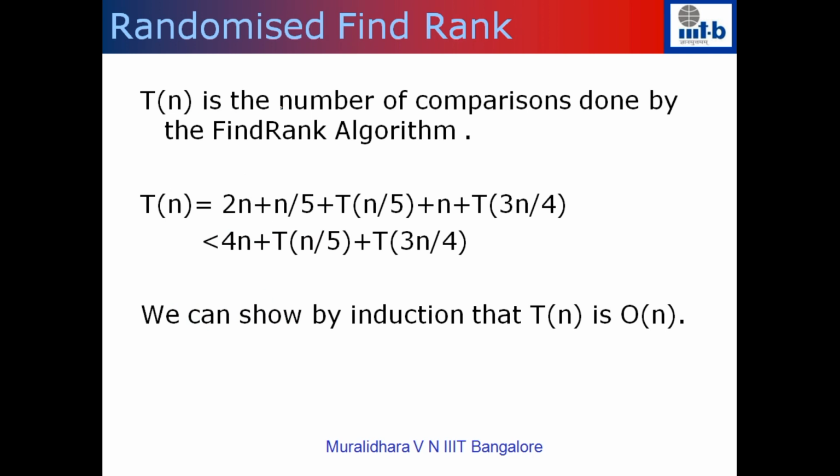So if T of n is the number of comparisons done by the deterministic find rank algorithm, then what we did is that we sort the groups of 5. As we discussed earlier, this will take 2n time. After that we collect all the medians of these n by 5 groups. This will take order n by 5 time. After that we recursively find the find rank of these n by 5 medians of medians. By definition, since the number of elements now is n by 5, if you call the find rank function, this will be T of n by 5.